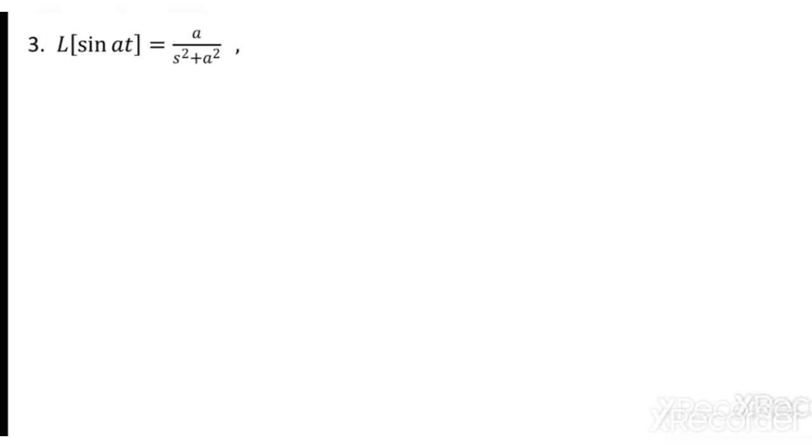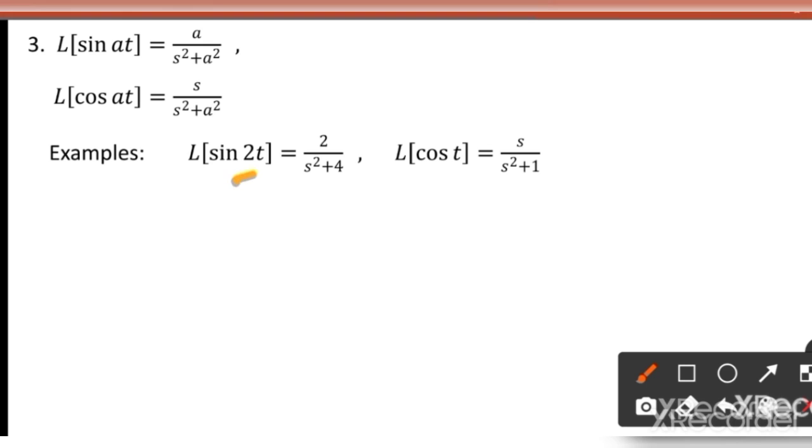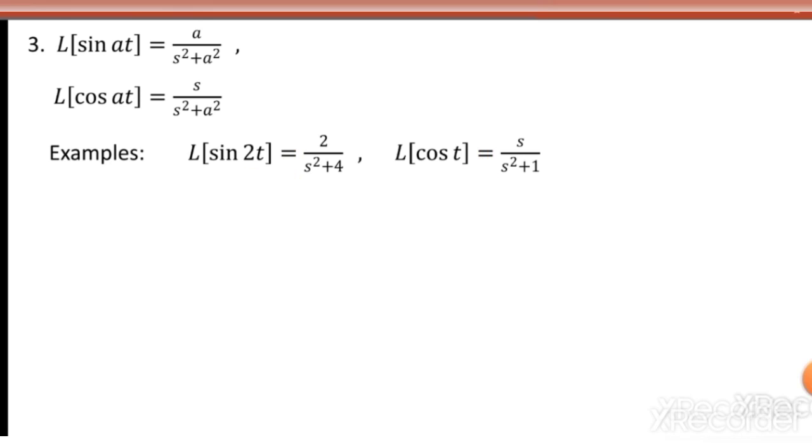Take trigonometric functions. So sin at result is a by s square plus a square, remember it. cos at is s by s square plus a square. So just you have to identify the multiplicity. Sine and cosine function here, a multiple of t with the multiplicity a. So sin at is a by s square plus a square, cos at is s by s square plus a square. Thereby if I want sin 2t, what is a? a is here 2. So I have, that's why it is 2 by s square plus 4. So what is the multiplicity of cos t here? That is 1. That's why it is s by s square plus 1.